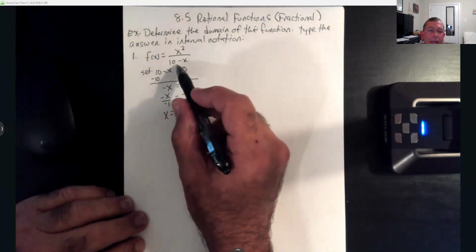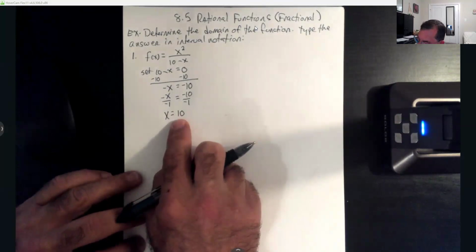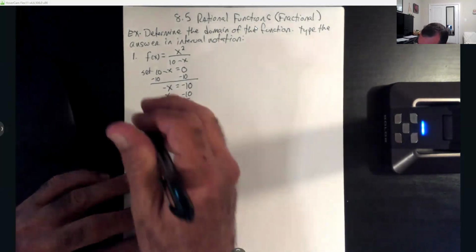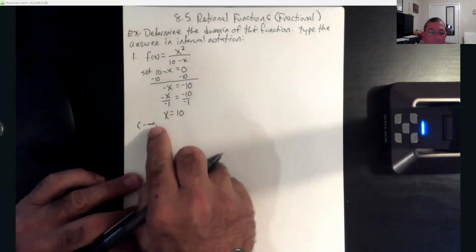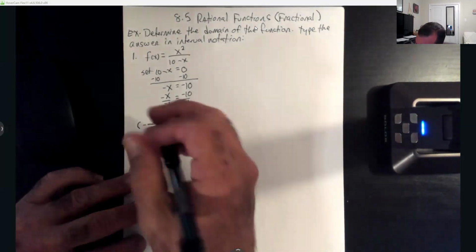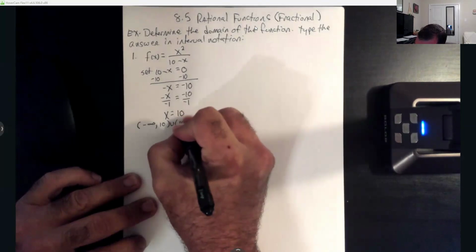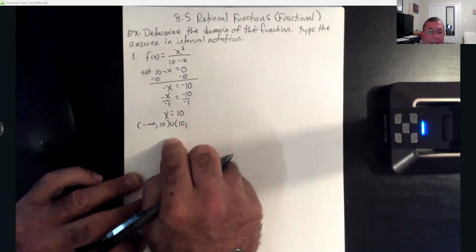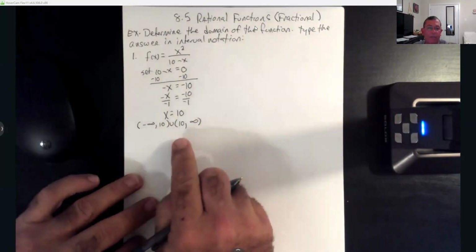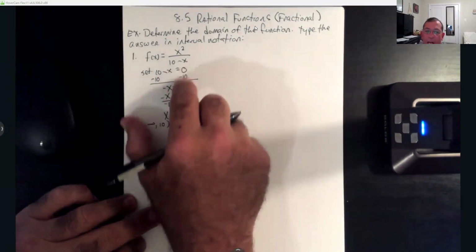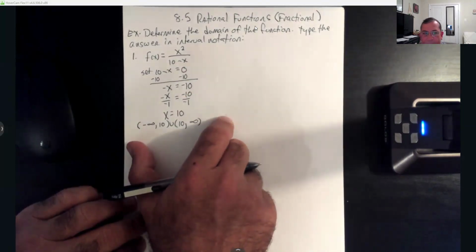So if we put a 10 in there, 10 minus 10 equals 0. That's why we have to exclude 10 from the domain. To write this in interval notation, we start at negative infinity. Since we're kicking 10 out of the domain, we put a union around that 10. So that goes up to 10, and then from 10, we go to positive infinity. This problem is just like we had on test 1 when we were doing the domains, okay?